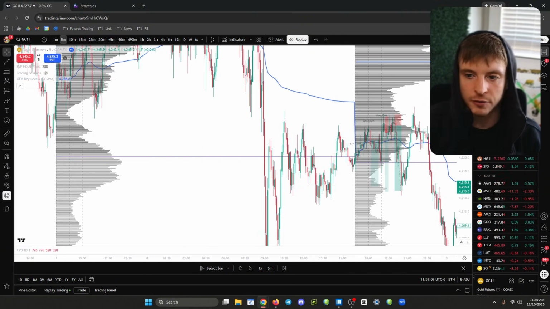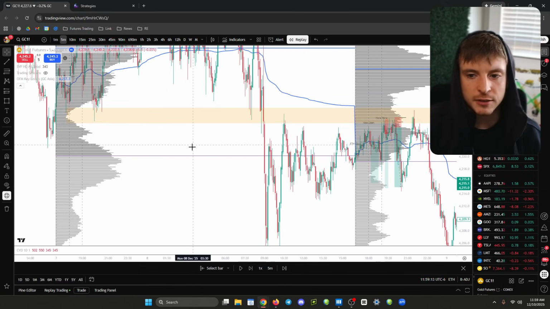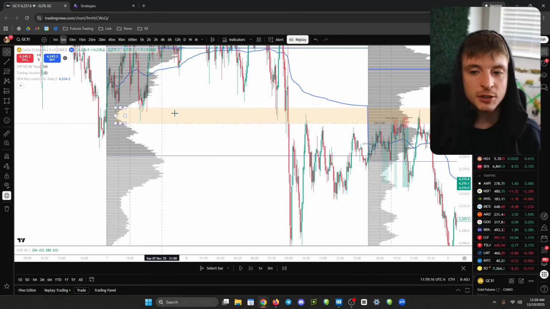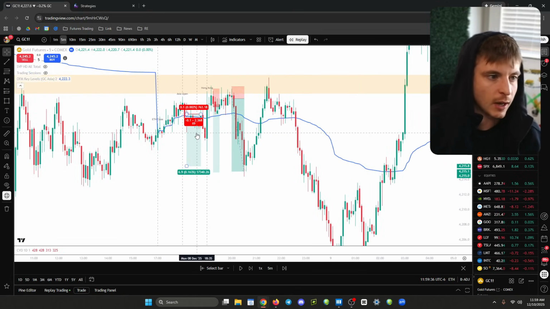There was an LVN from this session. I'll just mark it out for you guys. LVN from this session right here. This was the previous day's session to this day's session. And yeah, so you can see that I was taking trades before this 7 p.m. open, which I realize now was not the smartest thing to do.